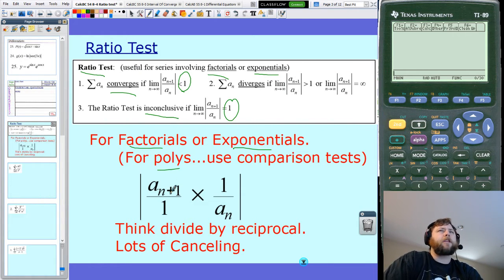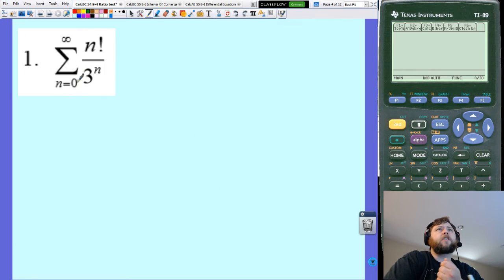When I say n plus 1, this is like the formula for a sub n, and n plus 1 is like the next term in the formula. So you do a plus 1 on all the n's. And it's going to involve a lot of canceling out to look at your answers. So let's do some examples. I think that'll help. Let's look at this example right here.